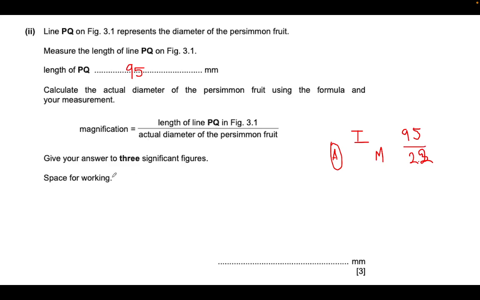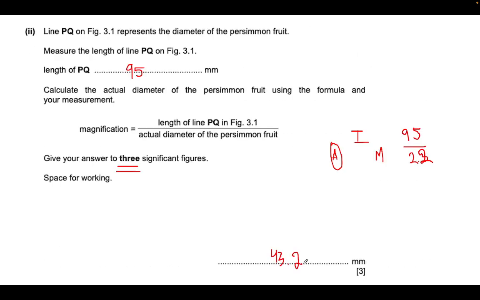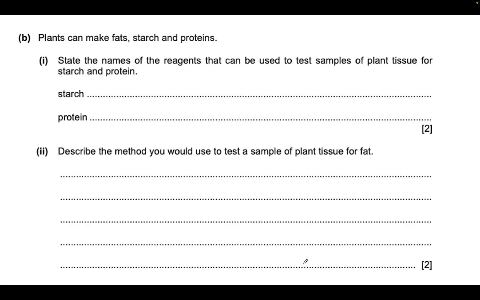But always pay attention to these details. If they said it should be 3 significant figures, then let it be 3 significant figures, right? So it should be 43.2. But on the marking scheme, you might find a different answer depending on how it is printed.